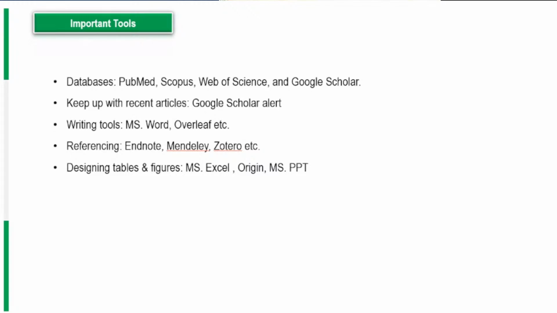Then writing tools, MS Word, Overleaf. There are different writing tools. I use MS Word. Referencing, Mendeley, EndNote, Zotero. I use EndNote. And you need to use tools for designing your tables and figures. I use Excel to collate and summarize my tables. I use Excel, and then for my figures, I use Origin and Microsoft PowerPoint.